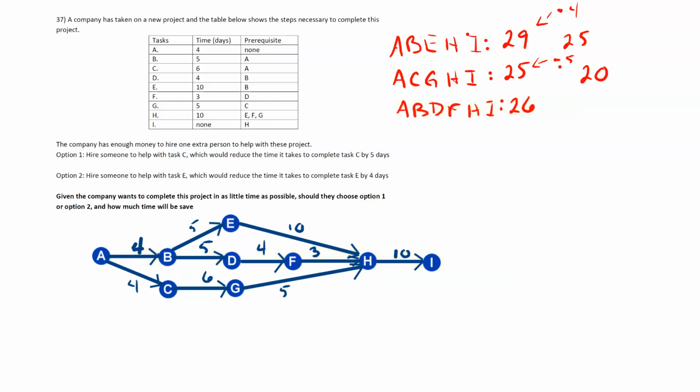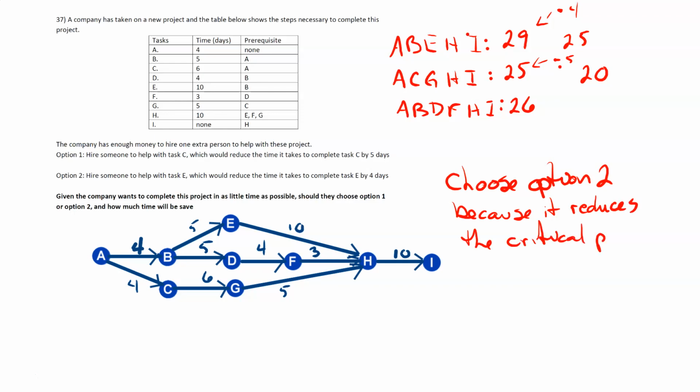Now, to answer the question, which option should they choose, option 1 or option 2? The answer is they should choose option 2 to hire somebody to help reduce the time it takes to do task E, because that changes the critical path. It reduces the time in the critical path.